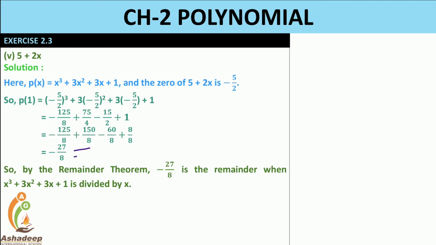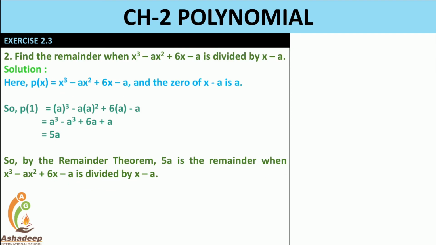See here, this is not equal to 0. If it is not equal to 0, then what can we say? That 5 plus 2x is not a factor of the given polynomial. If it is equal to 0, then we can say it is a factor of the polynomial. But here it is not equal.